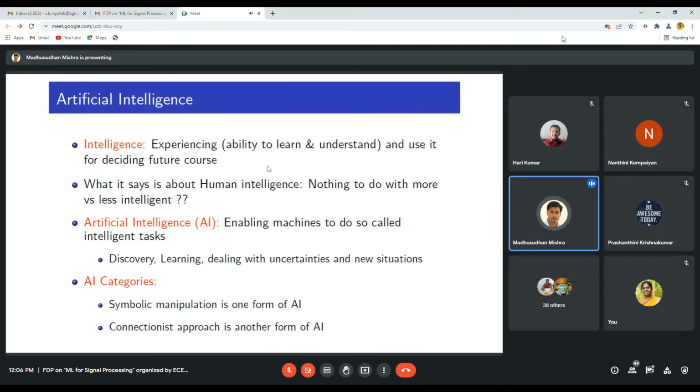These intelligent tasks may be to discover something, to learn, to deal with uncertainty and new situations, like human intelligence does. And artificial intelligence may be of two different categories: symbolic manipulation is one form of AI, and the connectionist approach is another form of AI. With symbols, it uses intelligence like coding and other things. Connectionist means based on some clustering method, or with matching templates. These kinds of AI categories come under the connectionist approach.